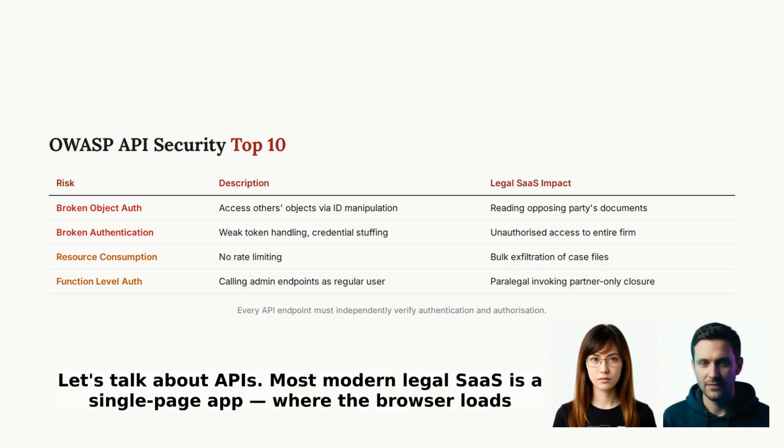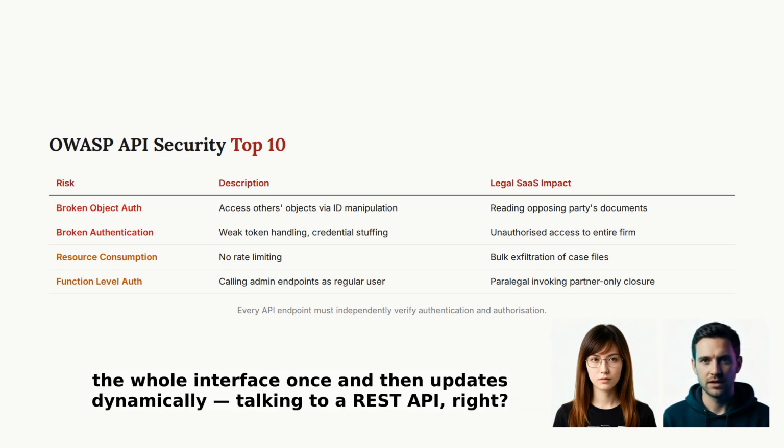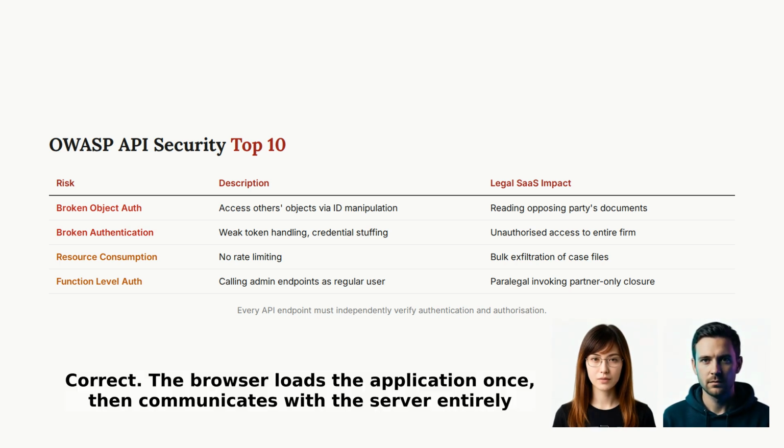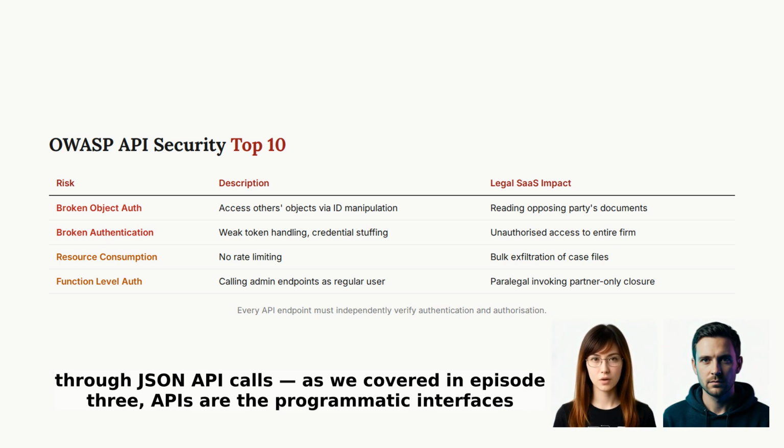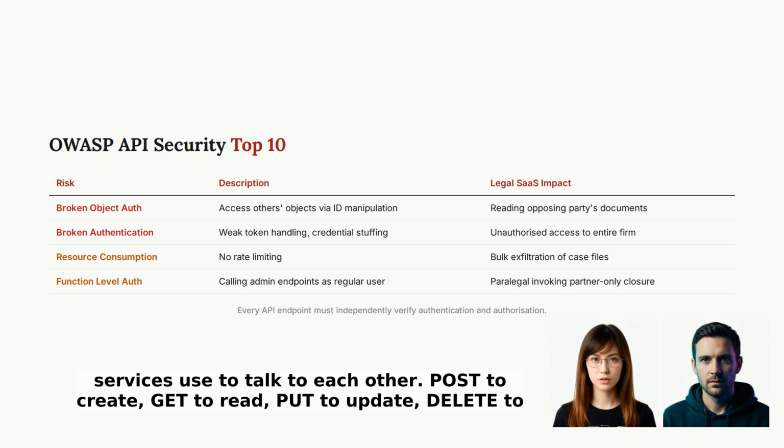Let's talk about APIs. Most modern legal SaaS is a single-page app, where the browser loads the whole interface once and then updates dynamically, talking to a REST API, right? Correct. The browser loads the application once, then communicates with the server entirely through JSON API calls. As we covered in episode 3, APIs are the programmatic interfaces services use to talk to each other.